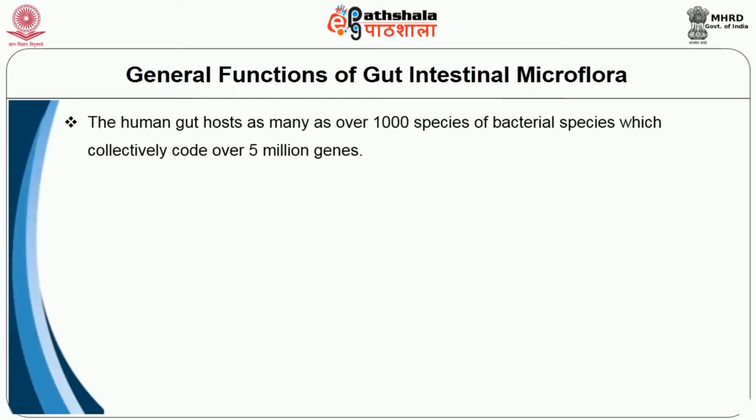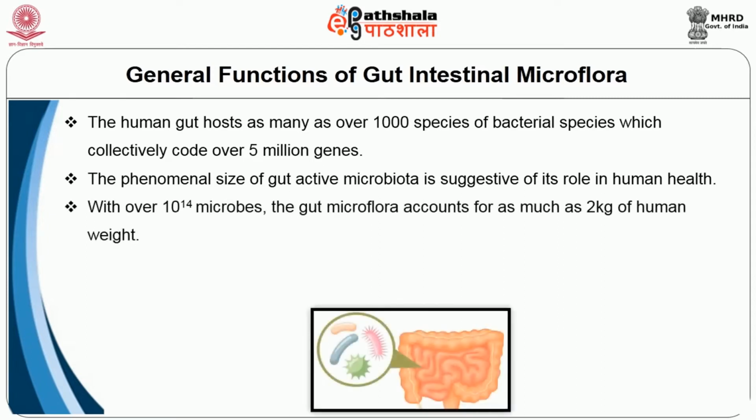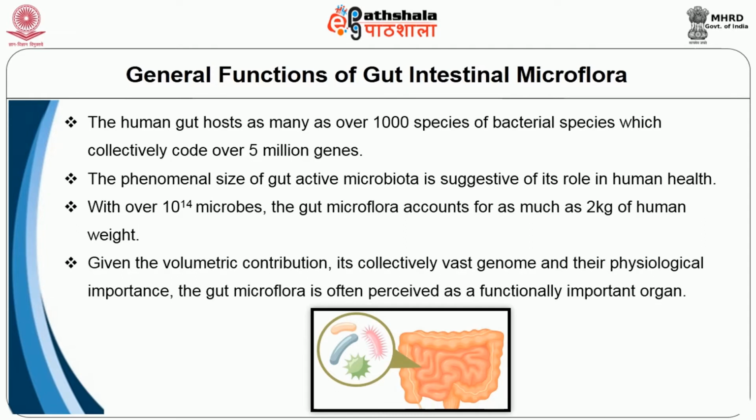The human gut hosts as many as over 1000 species of bacteria which collectively code over 5 million genes. The phenomenal size of gut microbiota is suggestive of its role in human health. With over 10 to the power of 14 microbes, the gut microflora accounts for as much as 2 kilograms of human weight. So, look at that, we were thinking bacteria are small in size, but if you put all the bacteria on a balance, they will weigh around 2 kilograms. Given the volumetric contributions, its collectively vast genome and their physiological importance, the gut microflora is often perceived as a functionally important organ.